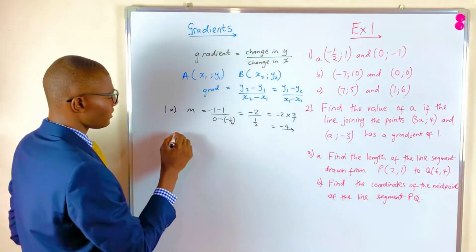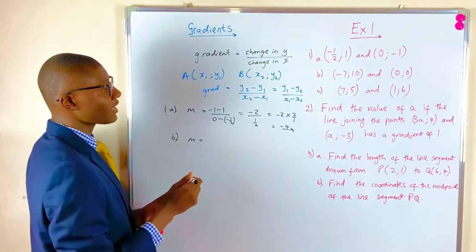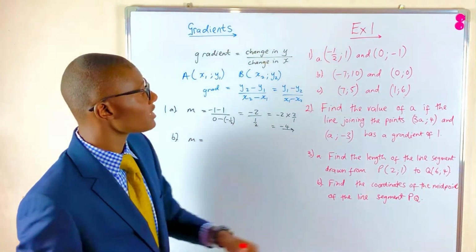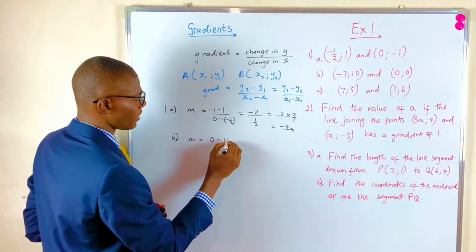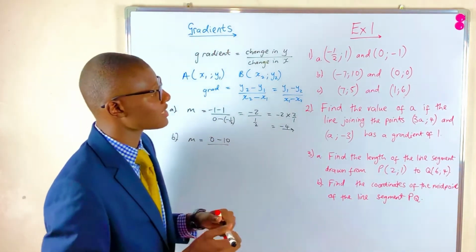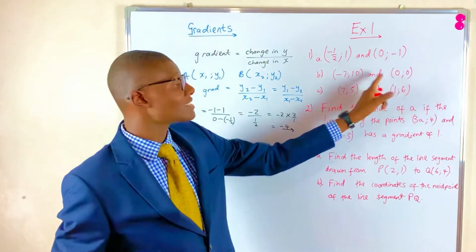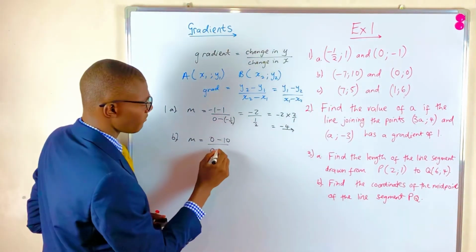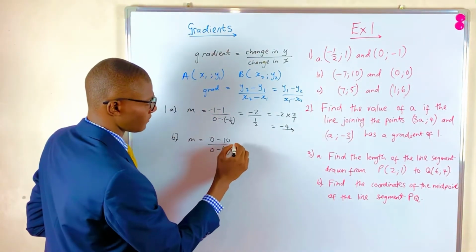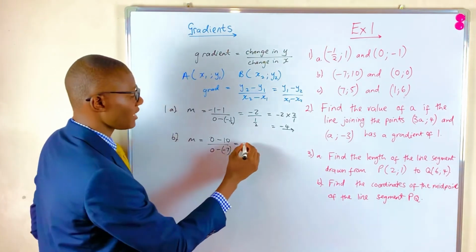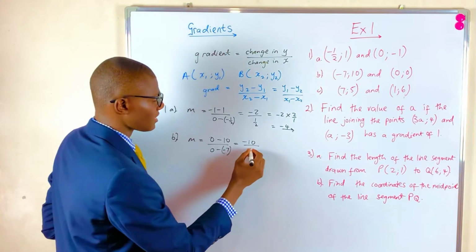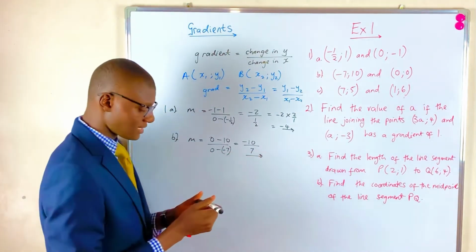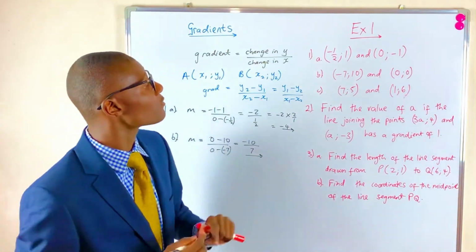Then for part B, the gradient m, given by the change in y over change in x, we're saying 0 minus 10 over 0 minus minus 7. We're saying 0 minus 10, we get a minus 10, over minus minus 7, we get a plus 7. So minus 10 over 7 will be the gradient for part B.